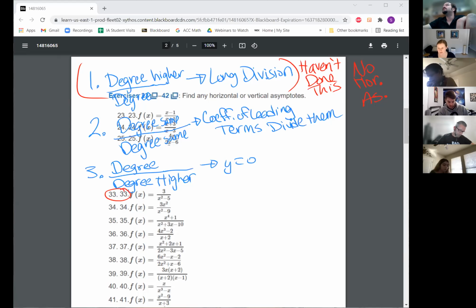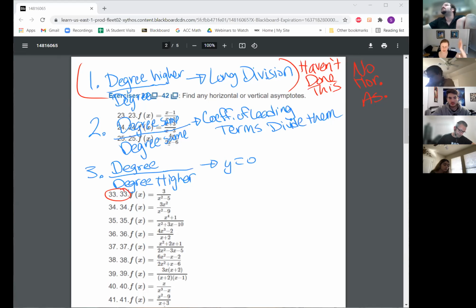I'm so unsure on all this. I'm just trying to follow along and get an understanding of it. That's okay. Which one do you want to do first, horizontal or vertical? Let's do, I guess, horizontal.